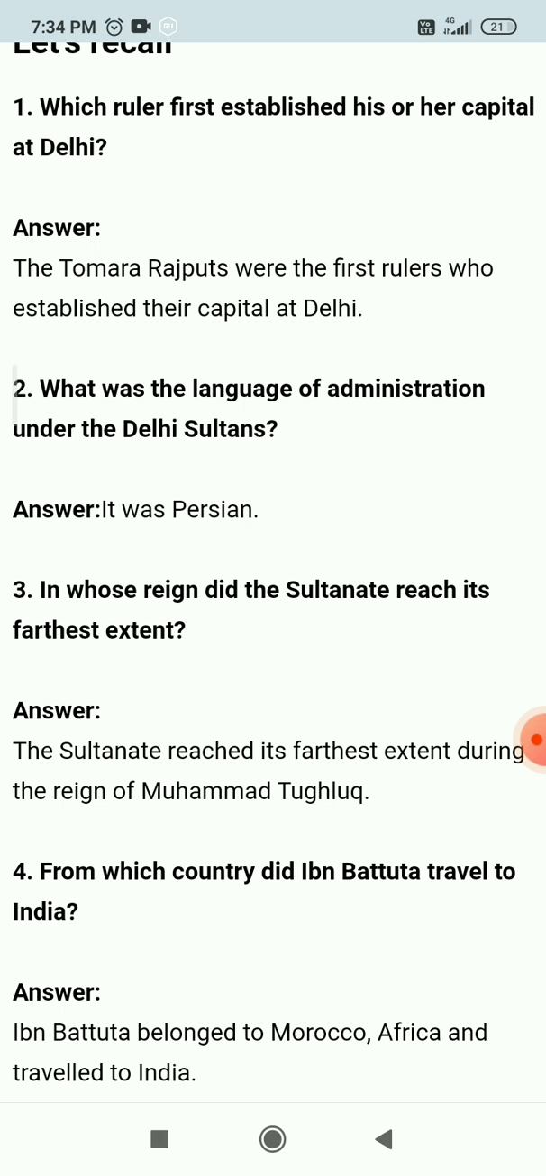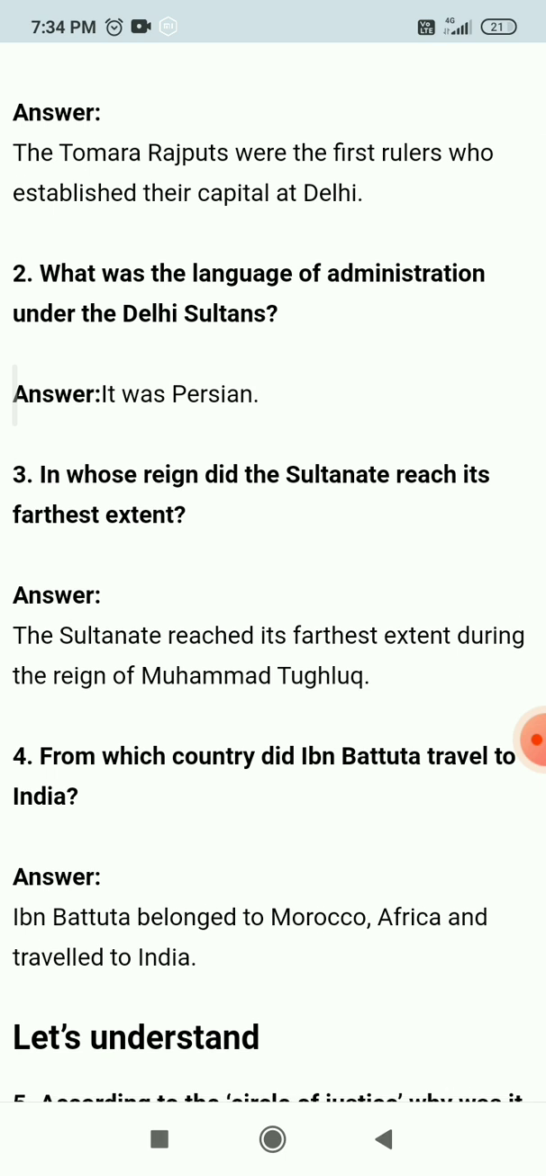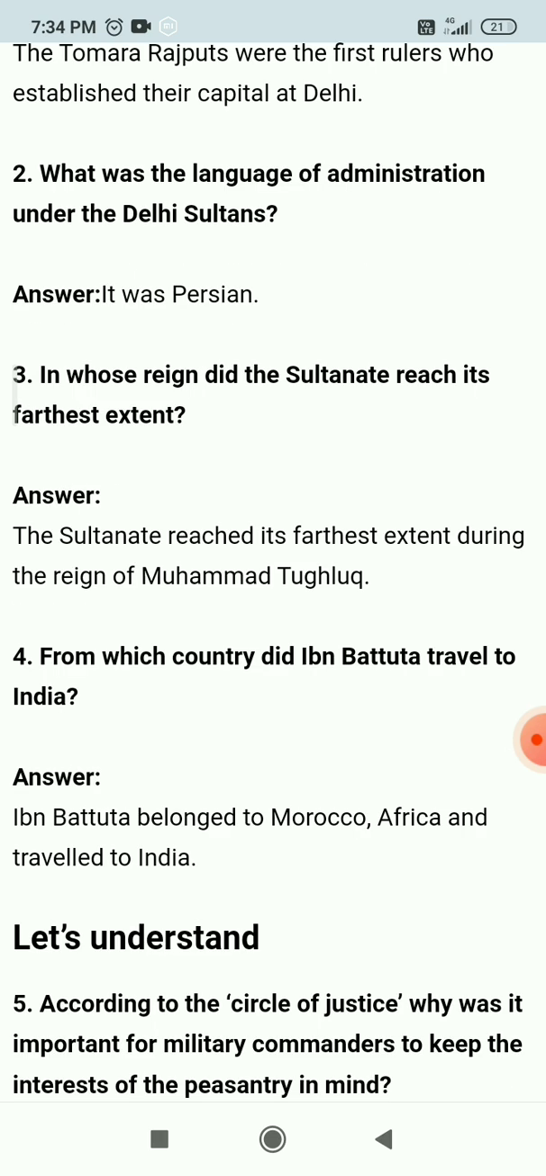Question number 3, in whose reign did the Sultanate reach its farthest extent? Answer, the Sultanate reached its farthest extent during the reign of Muhammad Tughlaq. From which country did Ibn Battuta travel to India? Ibn Battuta belonged to Morocco, Africa, and traveled to India.